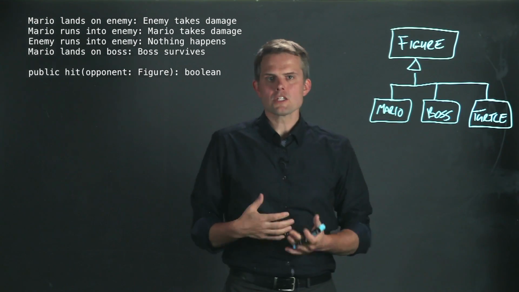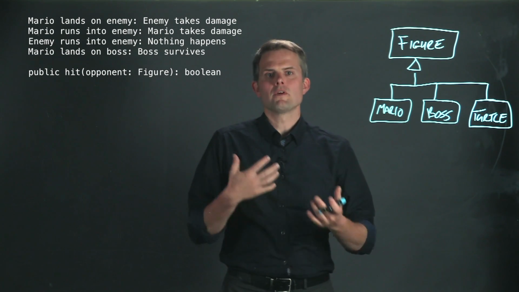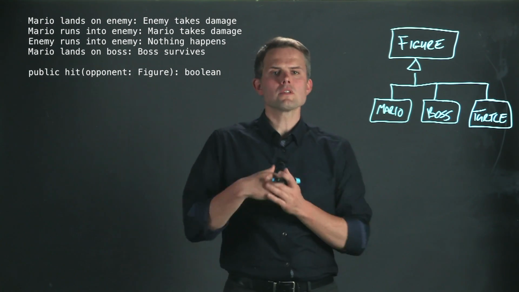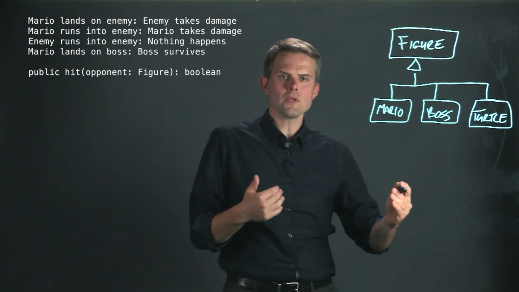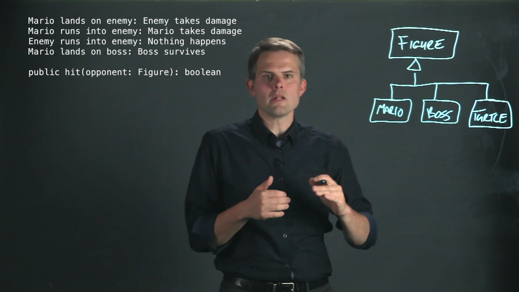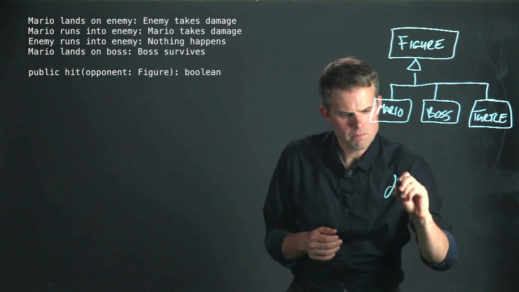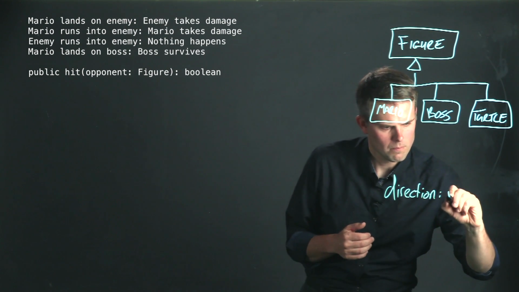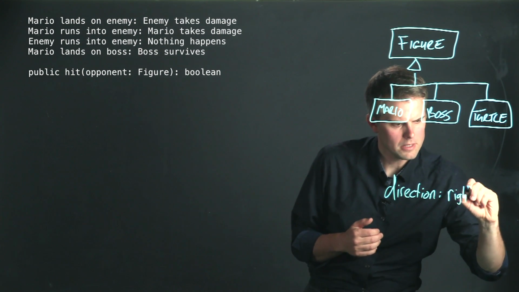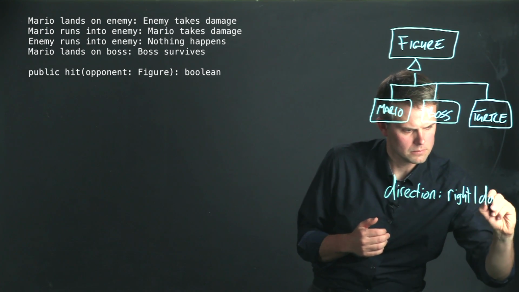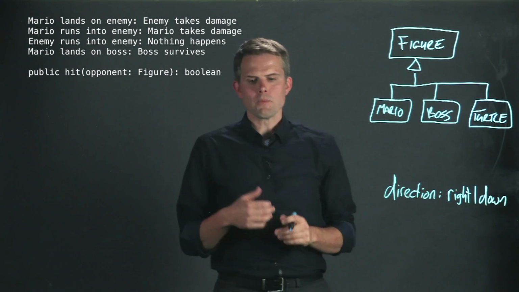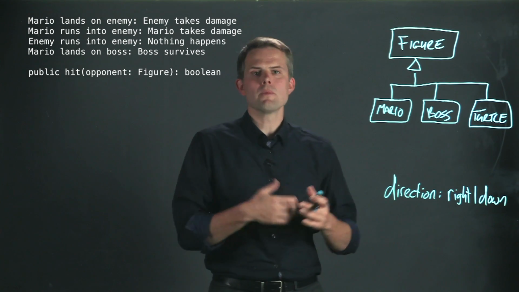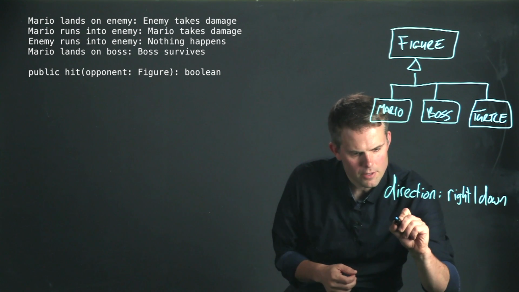From the specification, we know that there are 2 other properties that are relevant to the correct operation of this function. The first is the direction Mario has. Because if Mario is moving right and walks into an enemy, he'll die. But if he lands on an enemy, the enemy will die. So we have direction, right or down. And we have state, because if Mario is large, he'll survive walking into an enemy, but if he's small, he'll die. So the state also matters.